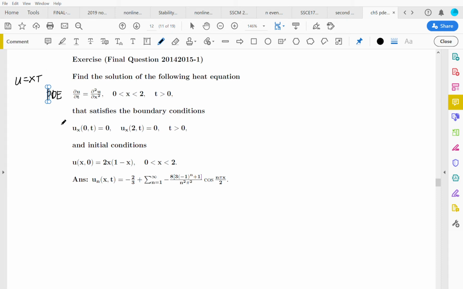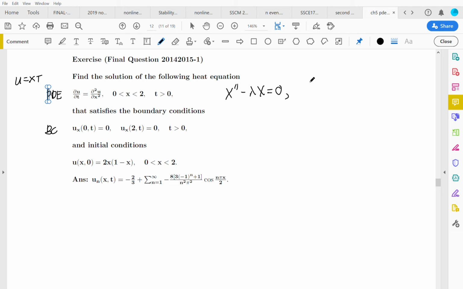We have the boundary condition. Also, we have to transform it using U equal to XT. So if you try this, I think you will get the equation X double prime minus lambda X equal to 0. Okay, the same actually for all heat equations. It will lead to the same things. But you have to know how to get from this PDE to these two ODEs.